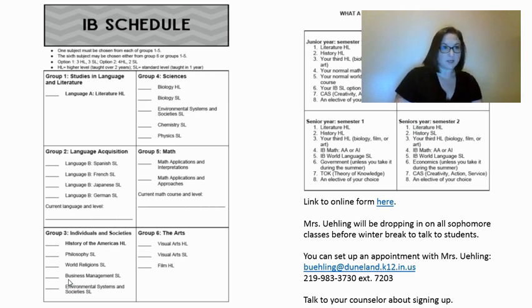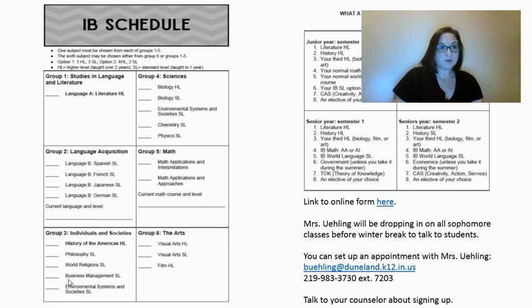So if you take a look in Group 1, the only class that we offer and that all juniors take is literature. This is an HL class. HL stands for higher level, and this means that the class is taught over the course of 2 years. In Group 2, this is our language acquisition group, and we offer 4 languages: Spanish, French, Japanese, and German. This is a 1-year class.